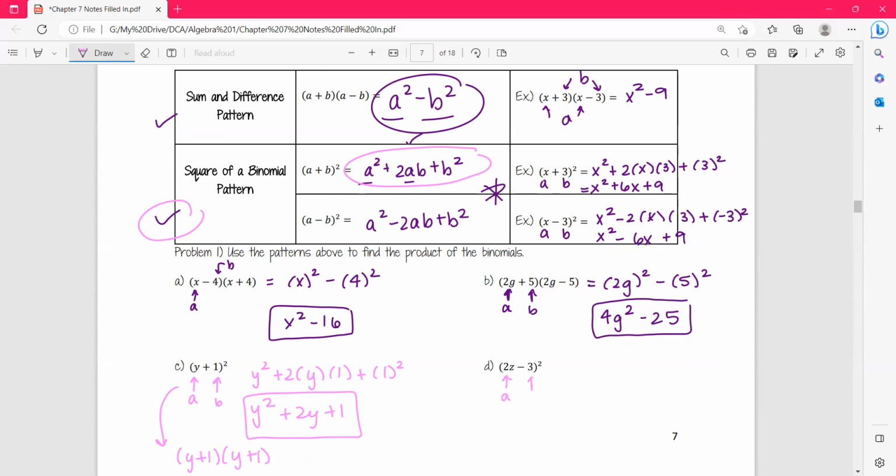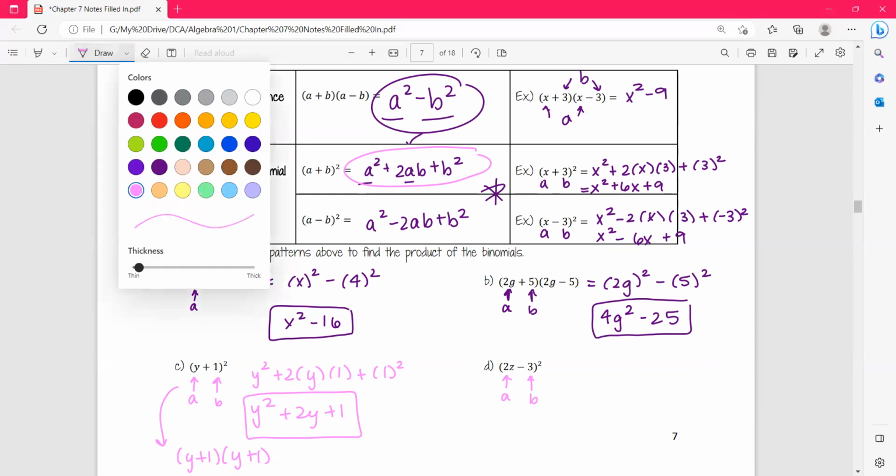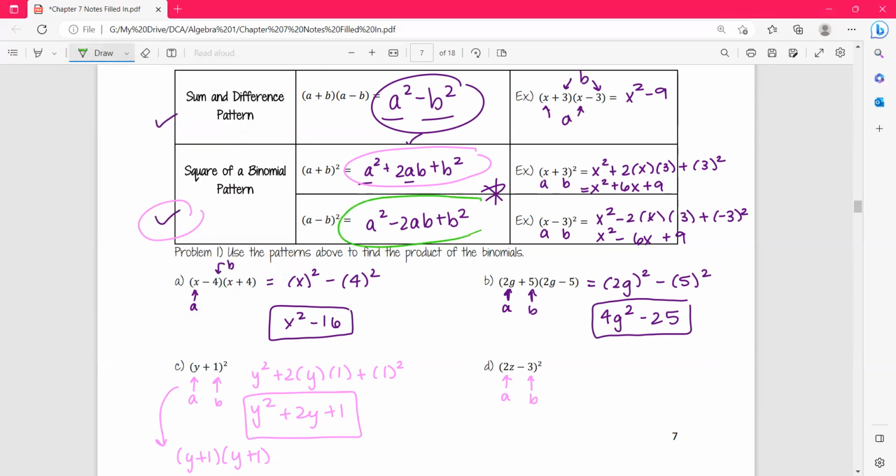Here's your A, here's your B. Which pattern does it match up with? This one. So I'm going to substitute right in 2z squared minus 2 times A times B plus B squared. And I end up with 4z squared. 2 times 2 is 4 times 3 is 12, negative 12z plus 9.